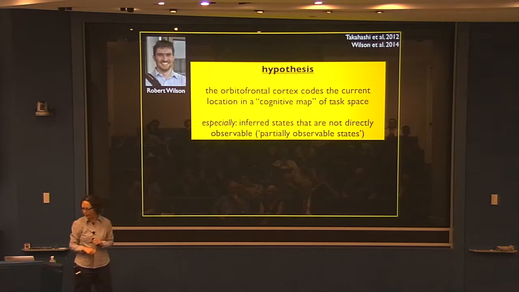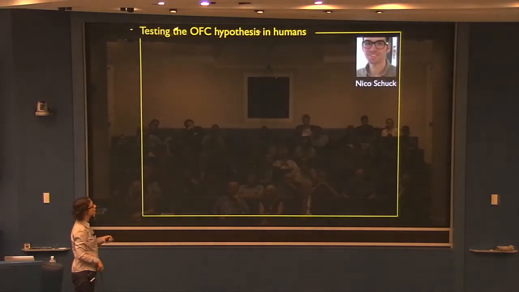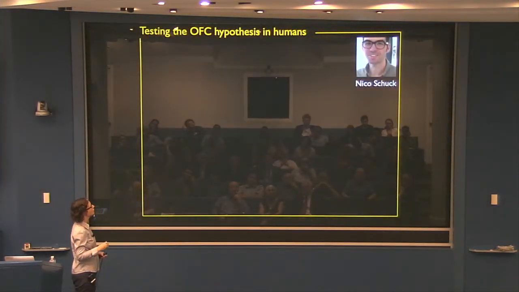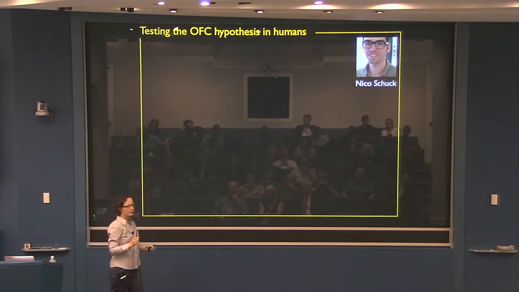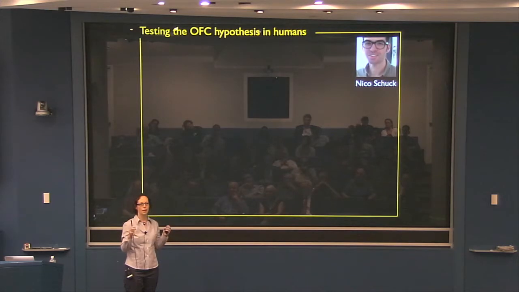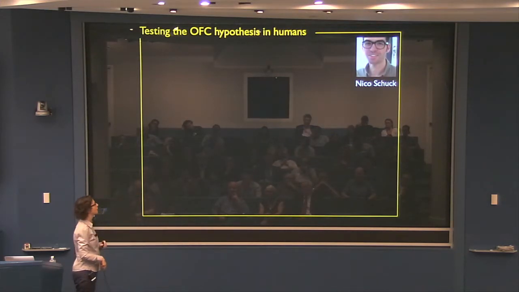So the one last experiment that I want to show you is one in which we tried to test this hypothesis directly. And to do this, Nico Schuch, also a postdoctoral fellow in my lab, designed a task where the states would be unobservable. And here's how the task works. This is a task in humans again.